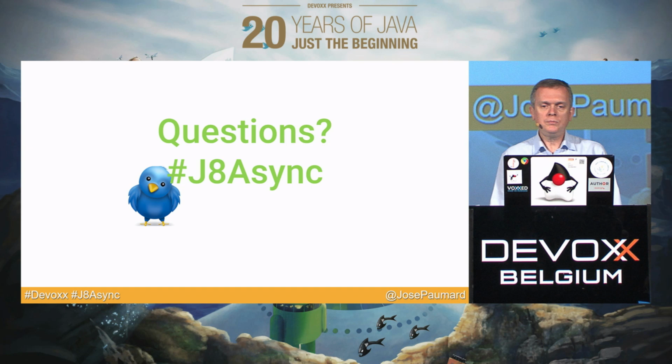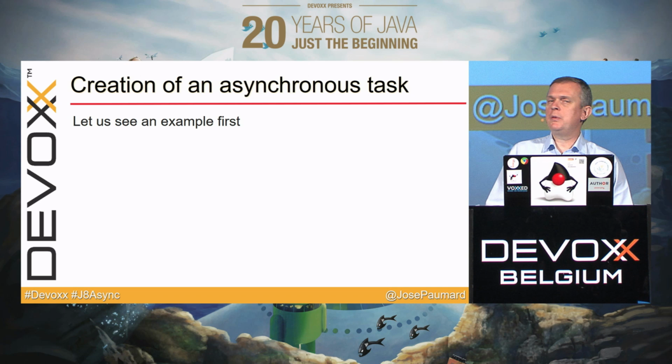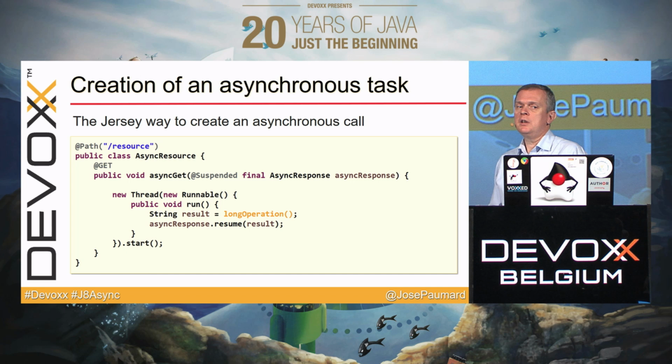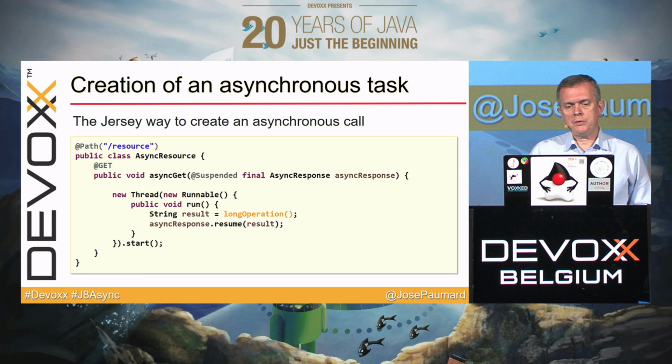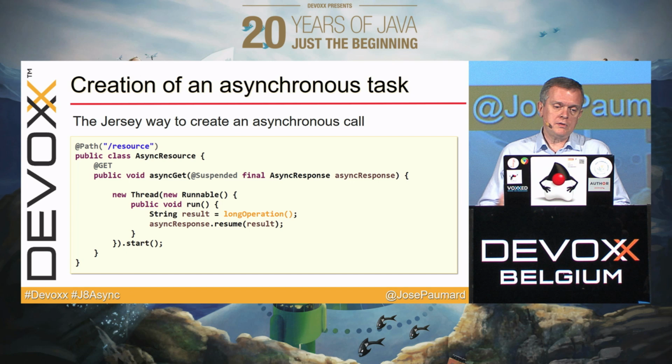All right. Let us create an asynchronous task and let us see an example. Maybe an example that some of you already came across. It's an example taken from Jersey. You know that Jersey is the implementation of JAX-RS. And this is a copy-paste from the documentation of Jersey. What is going on here? I've got an asynchronous REST service, in fact, which is programmed like that. I've got some long operation to be conducted.